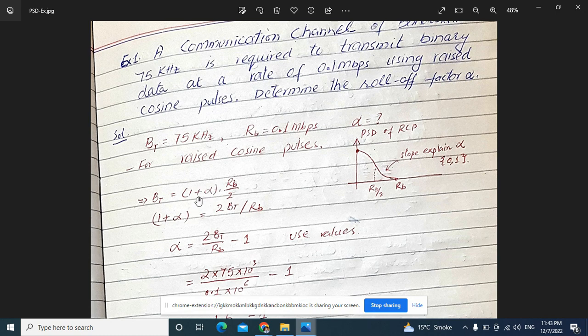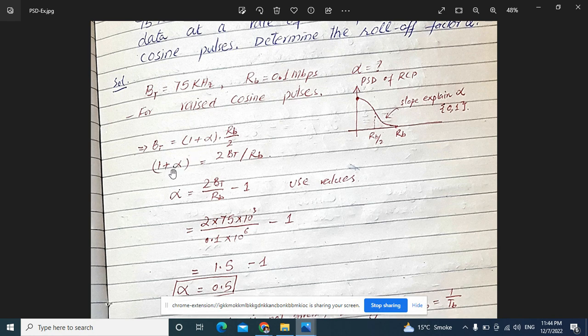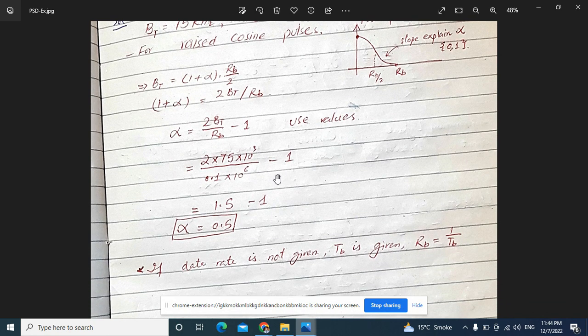And you want to calculate alpha, so it means that you need to rearrange this equation. So take the alpha value on the other side, so 1 plus alpha equals 2 multiplied by BT, and then this will be the denominator. So alpha equals this, minus 1. So you can use all the values, all the data is given. Bandwidth is 75 kilohertz. Data is 0.1 into 10 to the power of 6, and then minus 1. So if you are using a calculator, this value is equal to 1.5 minus 1. So the roll-off factor is 0.5, that is within the range 0 to 1.